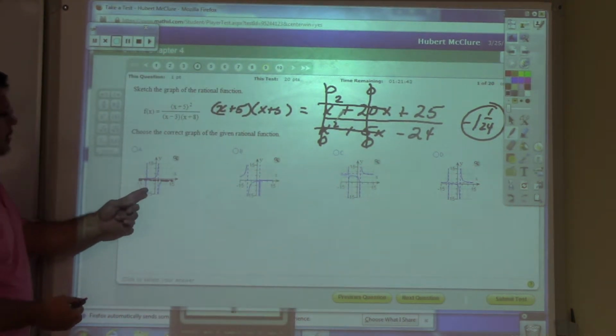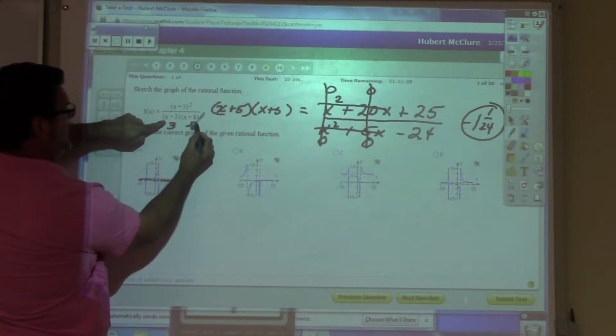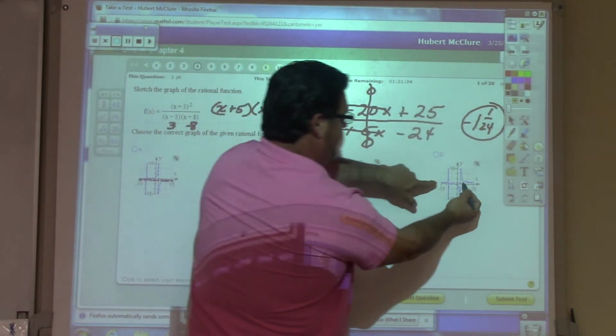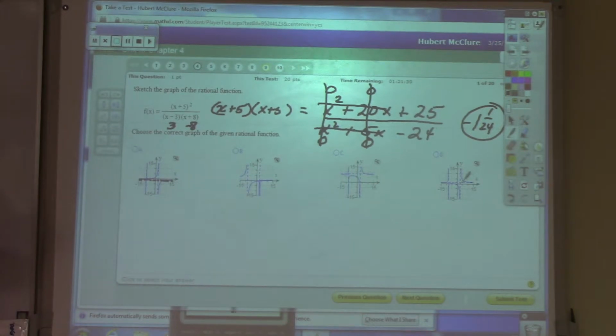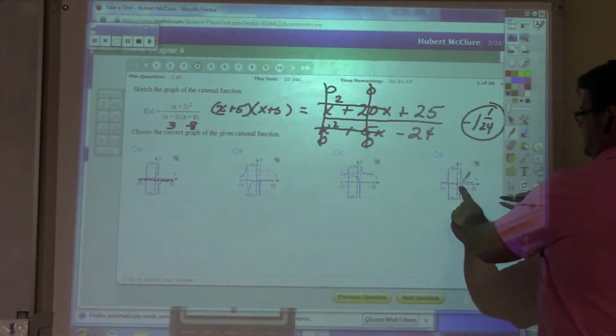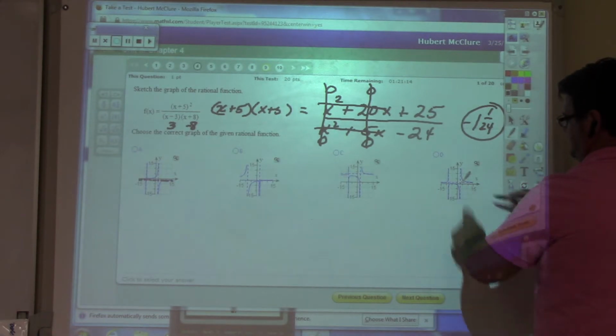It's right here. The vertical asymptotes are what? 3 and negative 8. So all these are 3 and negative 8. I told you all that. So now you've got to find the y-intercept to distinguish which of these graphs is correct. The only negative one is right here. Unless you look at this one. Why is it not these two? Because there's a positive and there's a positive. So it's not these two.